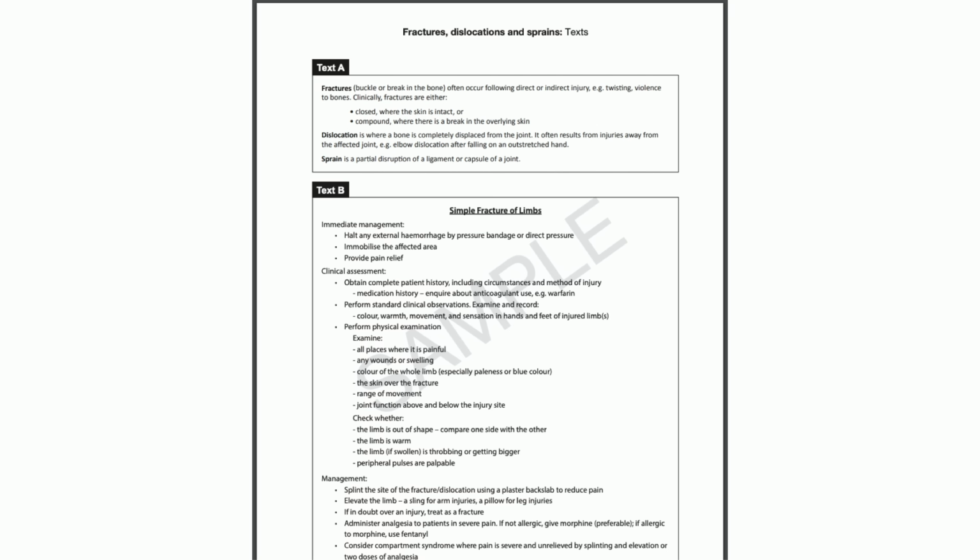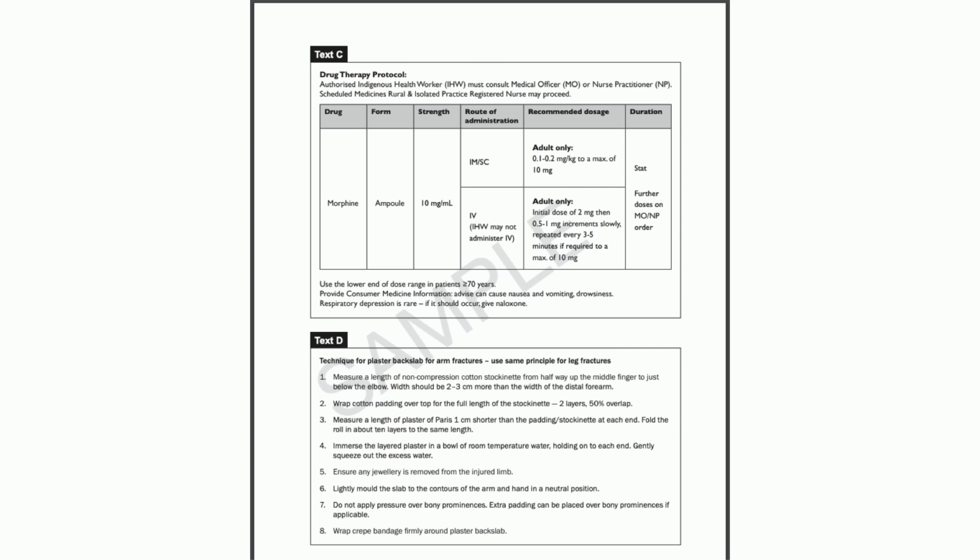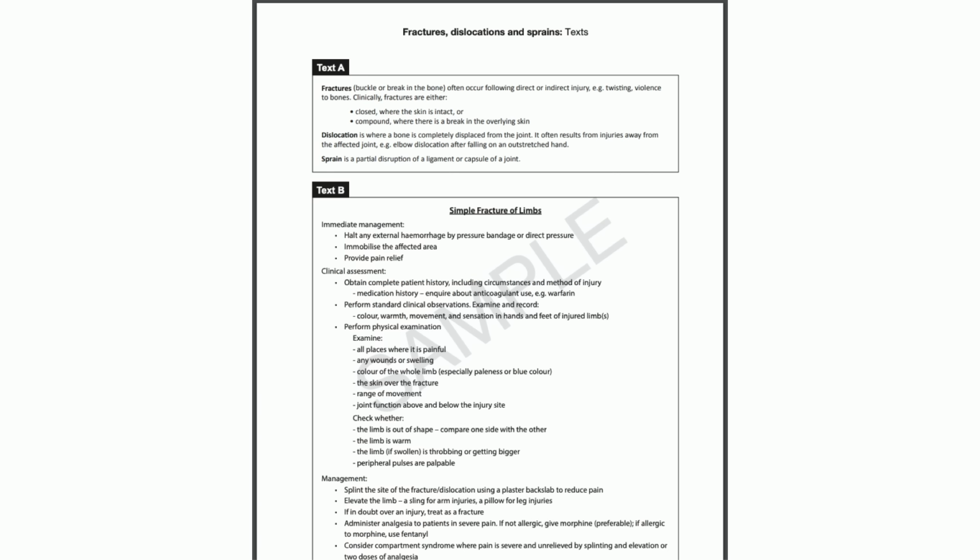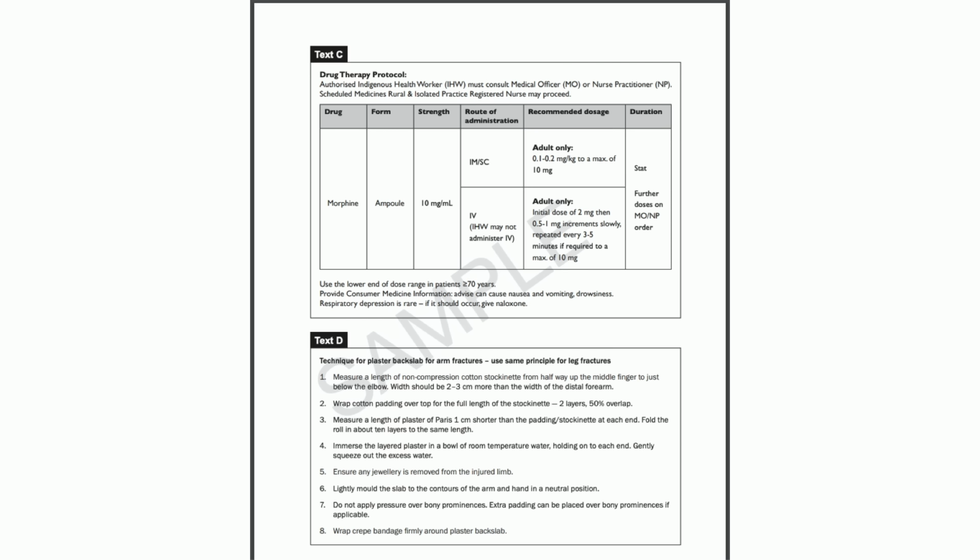You're going to see texts. Right at the top there, you can see fractures, dislocations, and sprains. So these texts, text A, text B, text C, and text D are all about fractures, dislocations, and sprains. They're all about that single topic. Okay, and they're all slightly different. You can see text A there has some sort of definitions. You can see in text B that it's about management of simple fractures. Text C is about drug therapy, and text D is about how to apply some plaster, for example. So they're all different but related to the single theme.